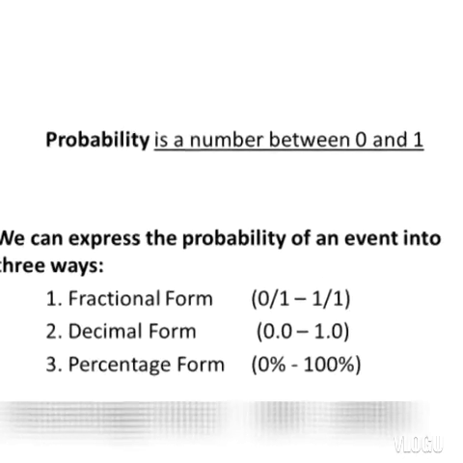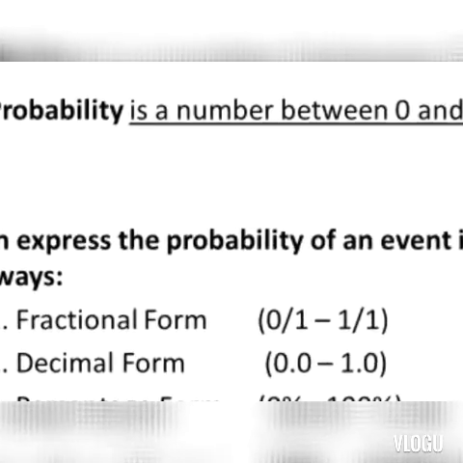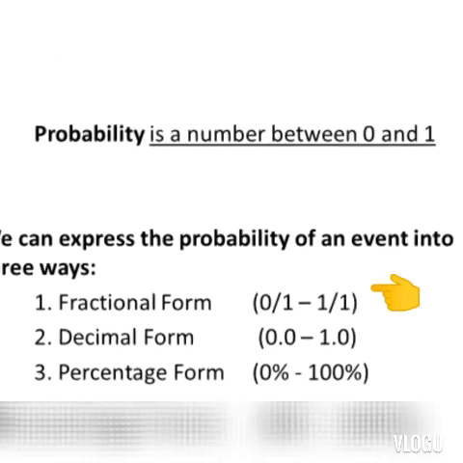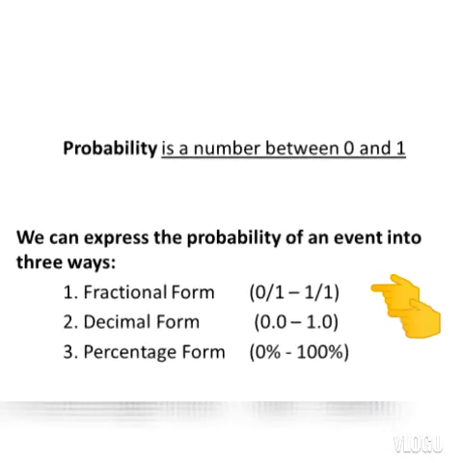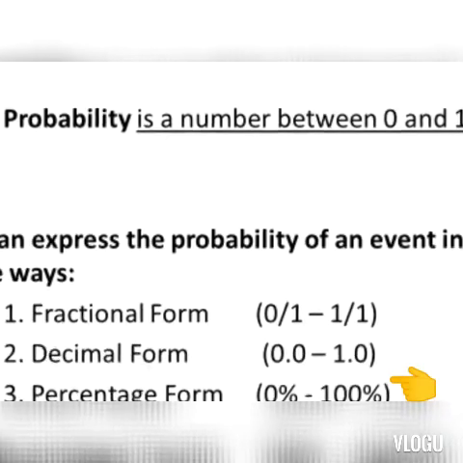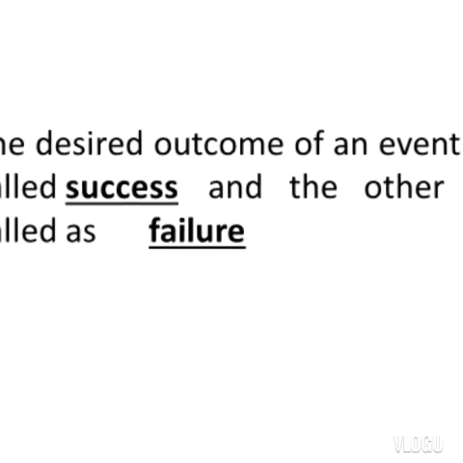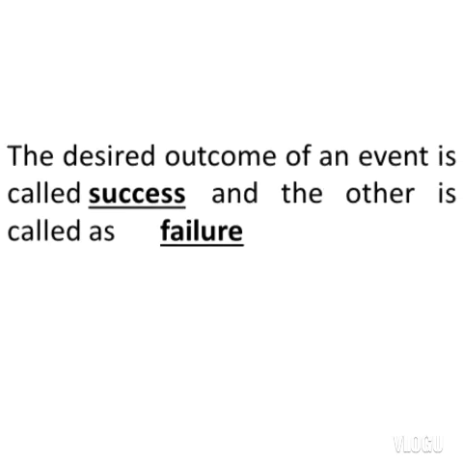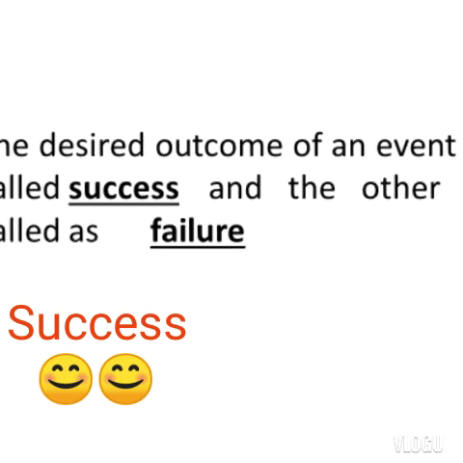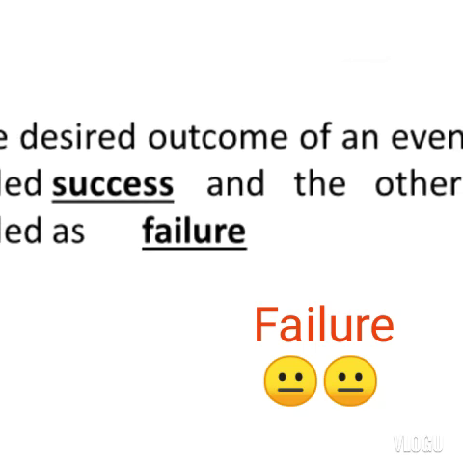Remember that for us to express probability of a single event, we can express it in three ways. First, fractional form, from 0 over 1 to 1 over 1. Second will be in decimal form, from 0.0 to 1.0, or third, percentage form, from 0% to 100%. The desired outcome of an event is called success, and the other is failure. So the probability that an event will happen, we call it success. And how are we going to get the probability of failure? Just subtract it from the highest possibility, which is 1.